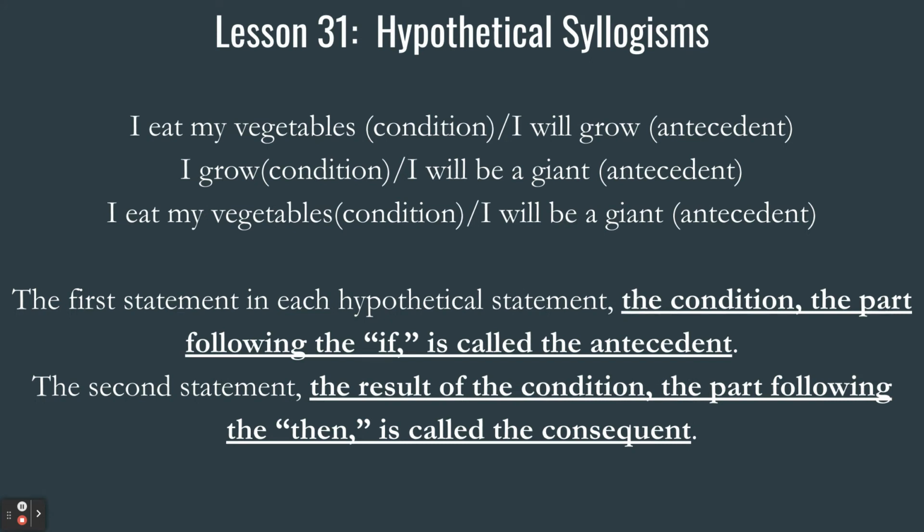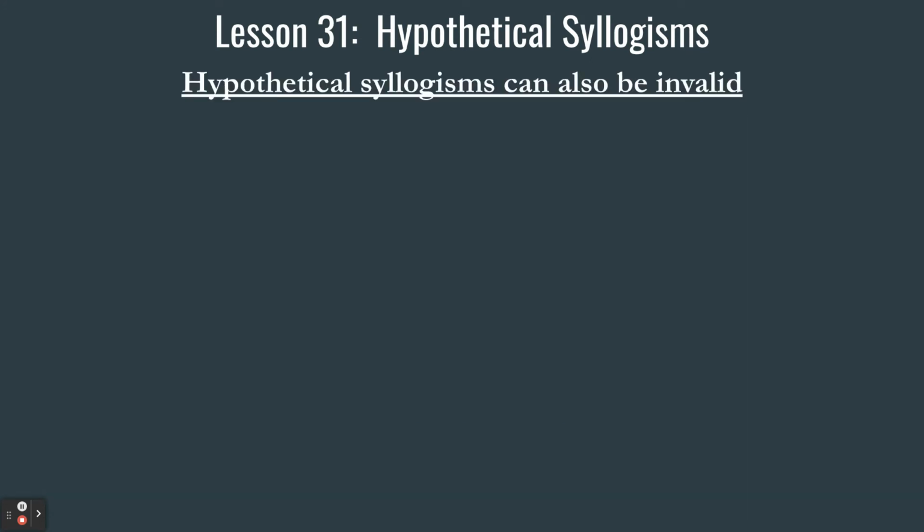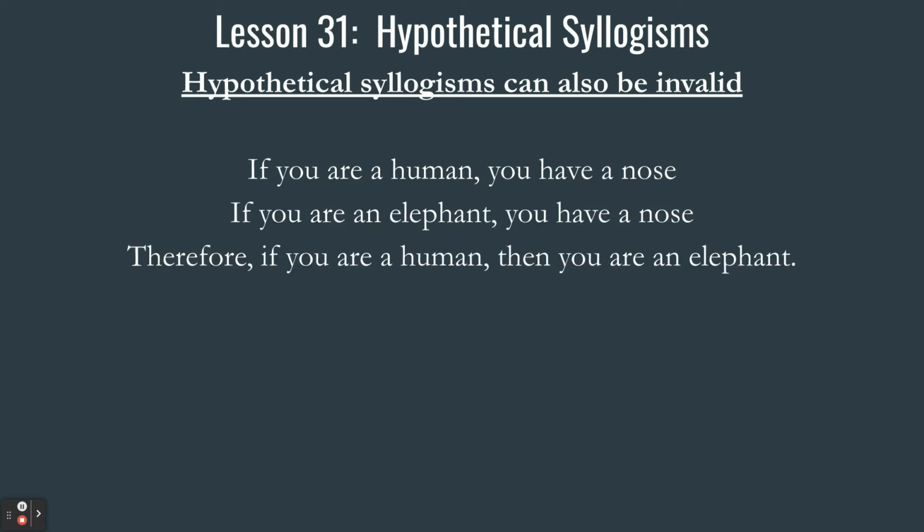All right, so hypothetical syllogisms, here's what they have in common with categorical syllogisms. They can also be invalid. So here is an invalid hypothetical syllogism. If you are a human, you have a nose. If you are an elephant, you have a nose. Therefore, if you are a human, then you are an elephant.